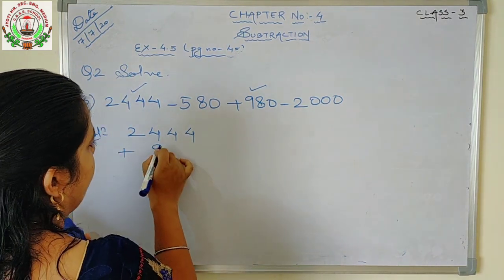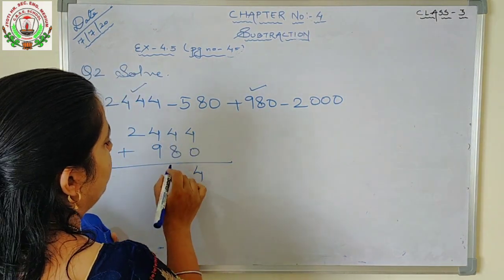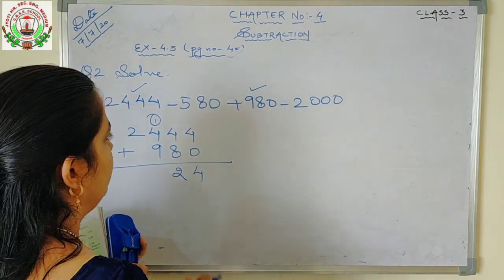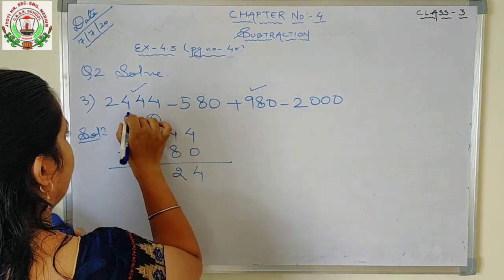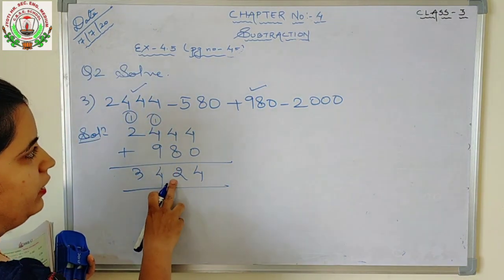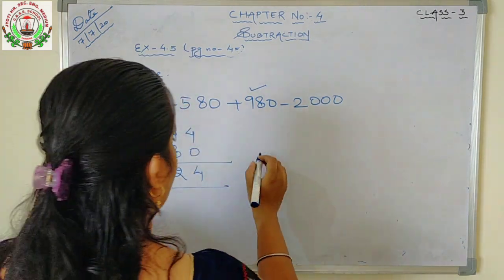2444 plus 980. 4 plus 0 is 4. 4 plus 8 is 12. 2 carry 1. 9 plus 1 is 10. 10 plus 4 14. 4 carry 1. 3. What answer we got? 3424. Okay. Then we have to subtract. First we will subtract 580.